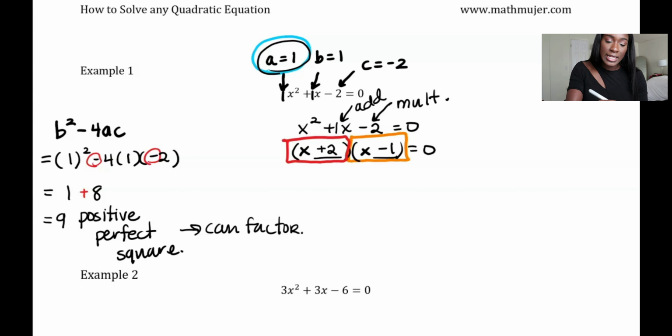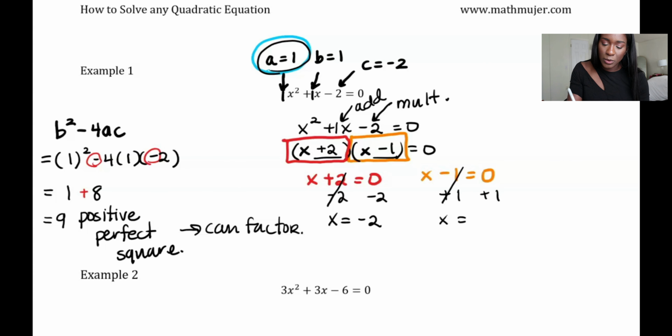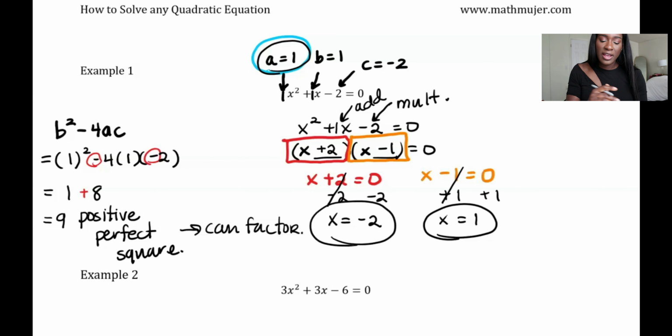So what we have seen is that we need to set the red box equal to 0 and the orange box equal to 0. Either one of those being 0 will give us solutions. Solving both of these equations, I'll subtract 2 from both sides to get that x is equal to -2. Over here, I'll add 1 to both sides to get that x is equal to 1. So we have found the two solutions of that quadratic equation.